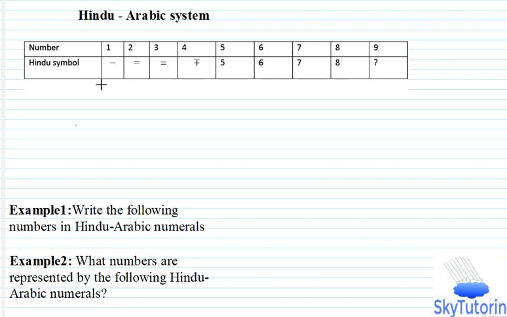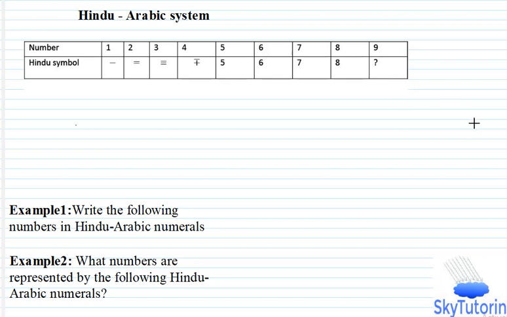So we have the dash, the double dash, and the triple dash. These dashes represent 1 right up to 3. Then we have the plus and minus sign, or the dash and the plus sign, which represents the number 4, and then we have 5, 6, 7, 8, and then the sign which looks like a question mark, which represents 9.